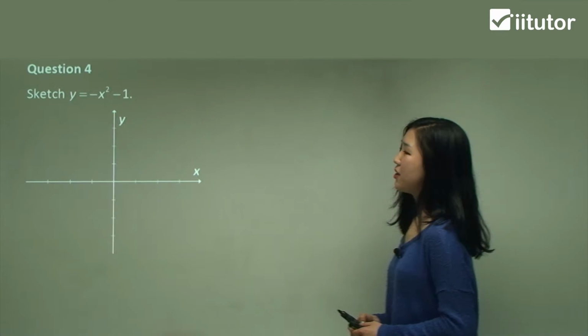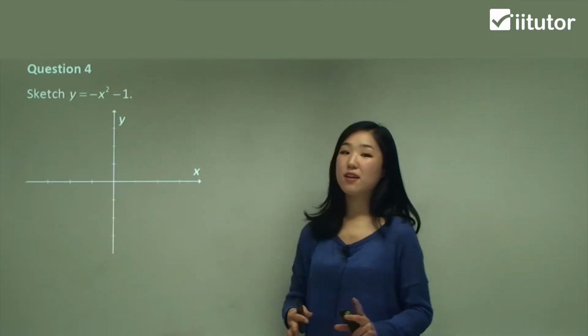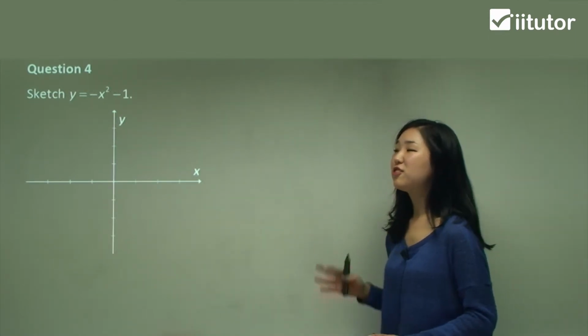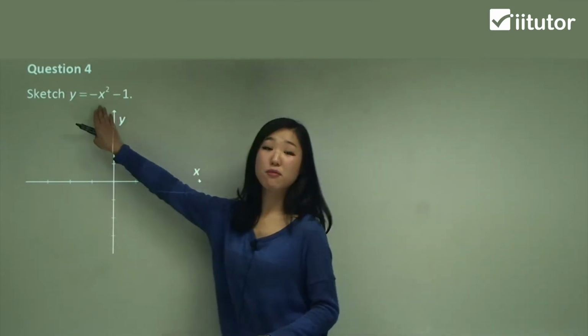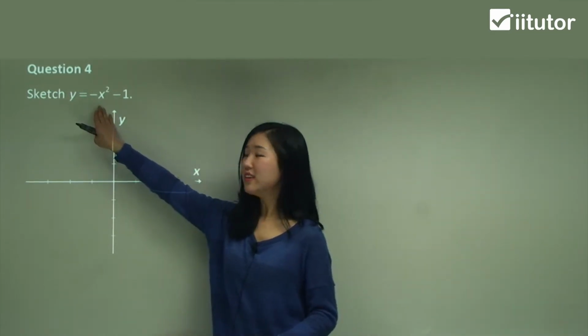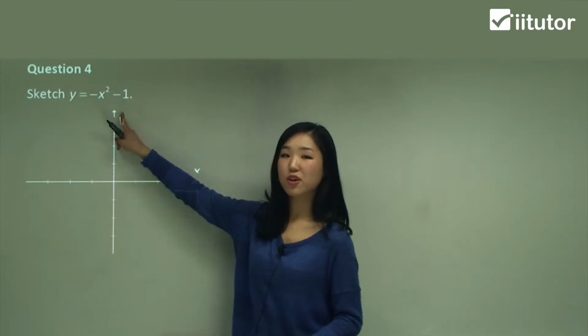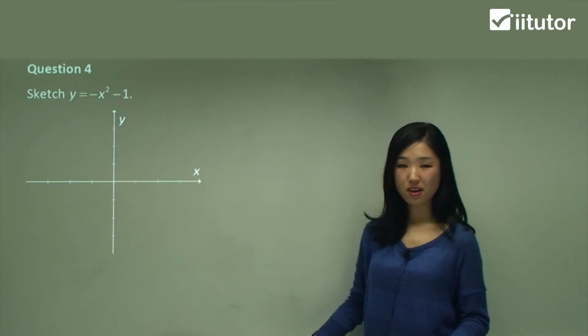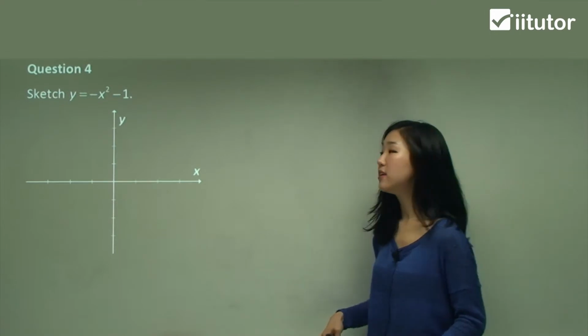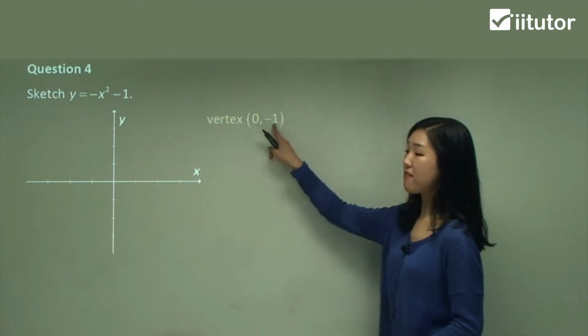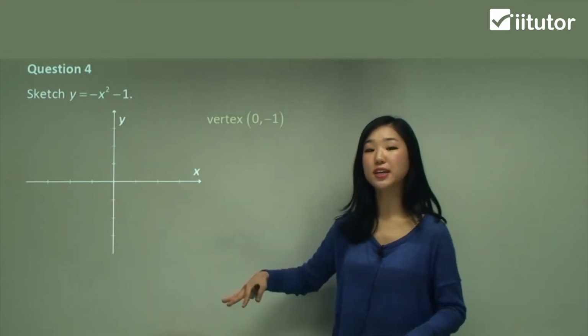Okay, question 4, y equals negative x squared minus 1. So again, just ignore the negative in front of the x squared for a moment. We'll worry about that later. Just have a look at what's following. It's minus 1, which means we're going down by 1, isn't it? If we're subtracting, we're going down. So the y value of our vertex will also go down by 1.